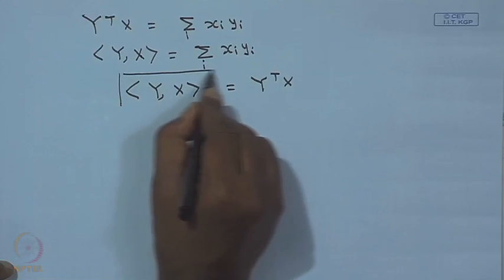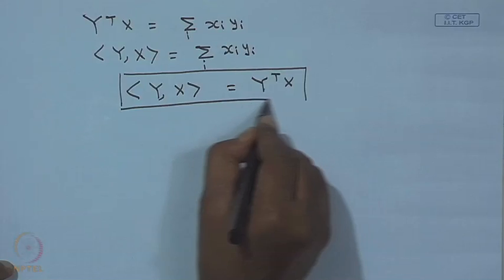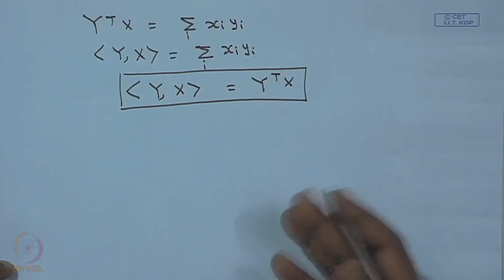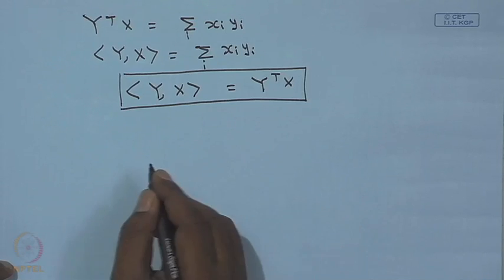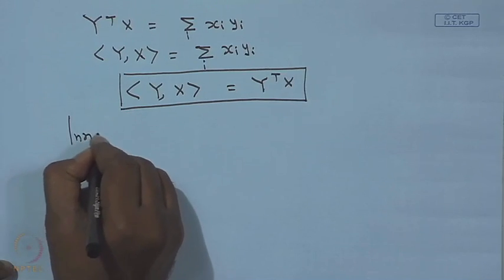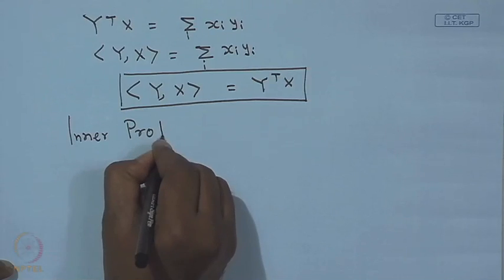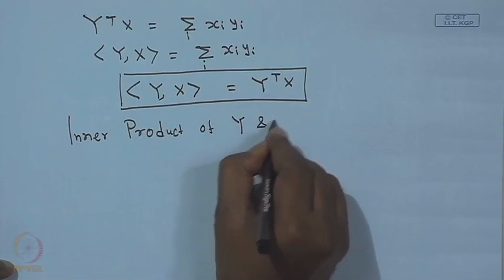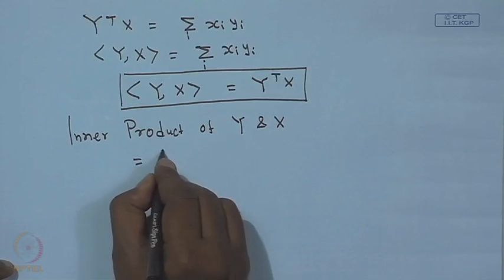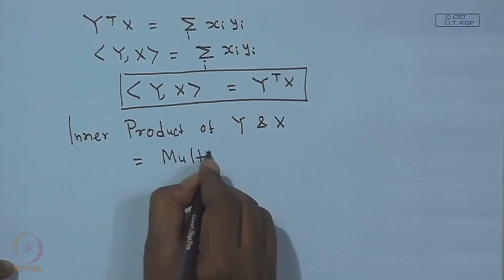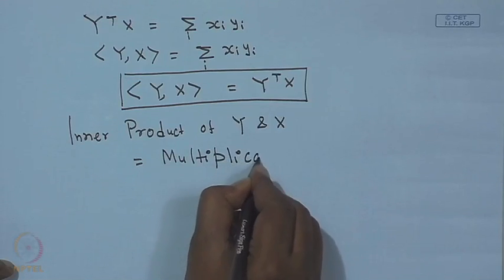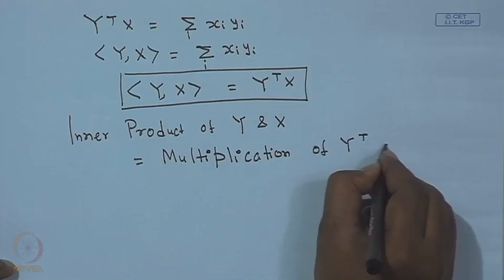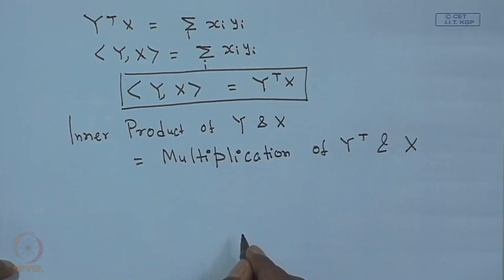So, this is a very important relationship and we will be utilizing it quite often as we proceed in our course. So, inner product of y and x is equal to multiplication of y transpose and x.